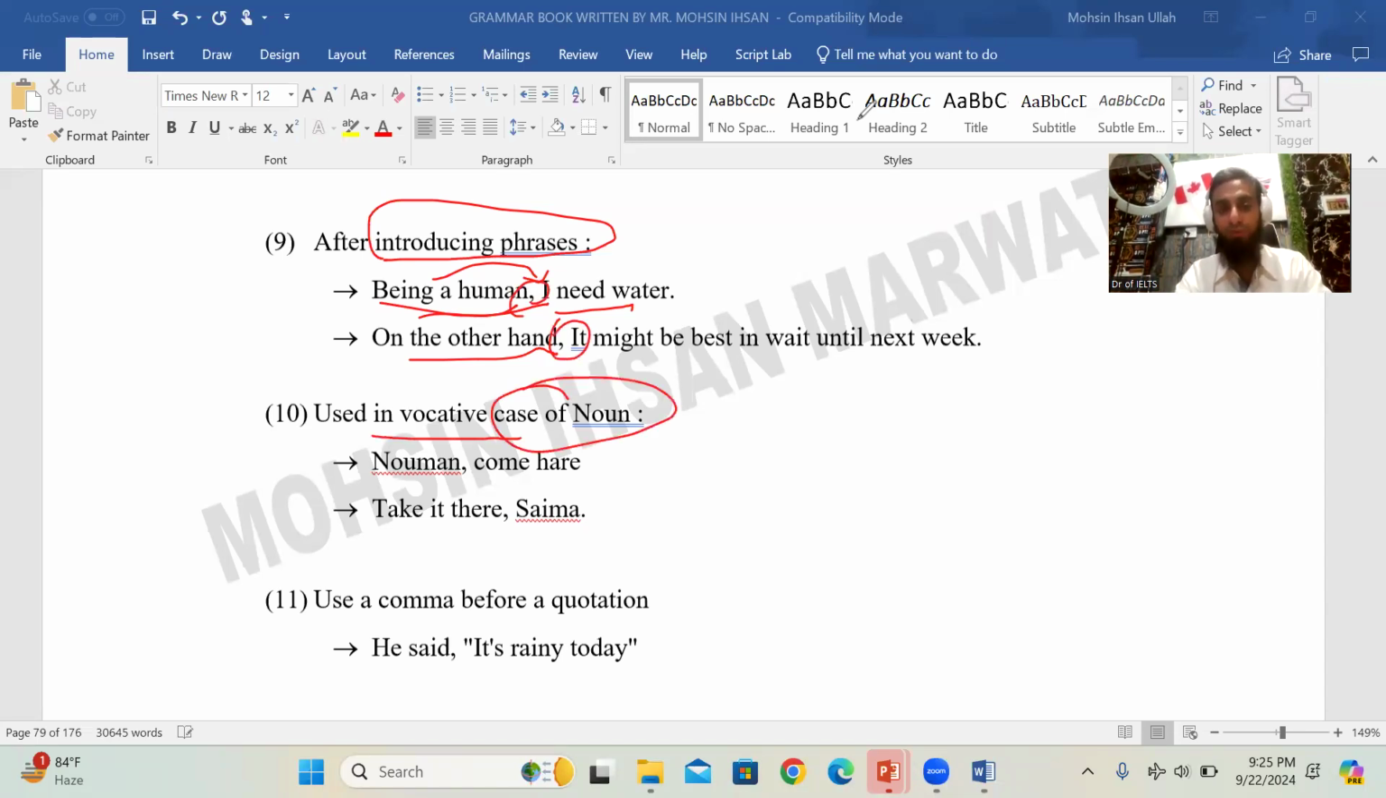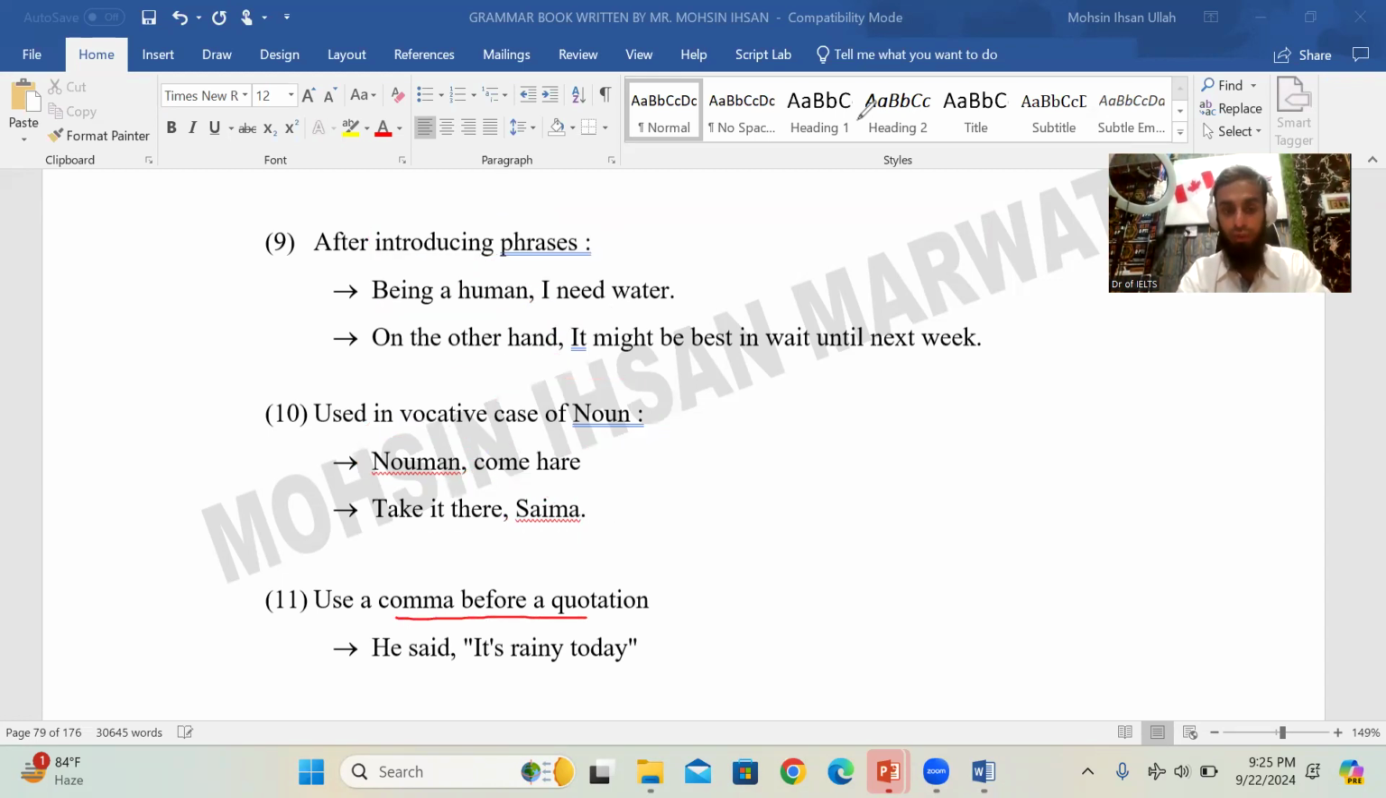Used in the vocative case of a noun. The vocative case of a noun is the 14th type of noun. Vocative case means when we call someone by name, right? For example, Noman, comma, come here. Take it there, Simon. Now, if the name comes before the sentence, after the name we use a comma. And if the name comes at the end of a sentence, before the name we use a comma, right?